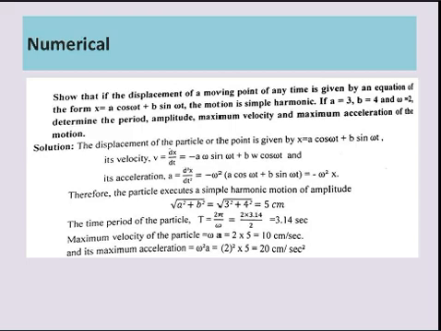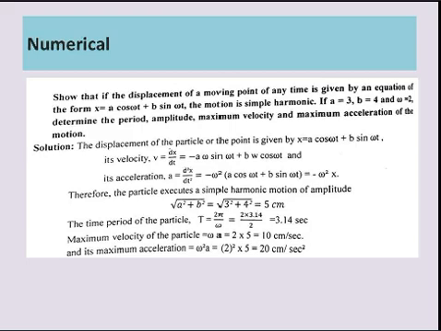Now the particle executes a simple harmonic motion. Now we are interested in finding the amplitude. So amplitude is nothing but under root a square plus b square. First they gave a is equal to 3, and for the second one they gave you b is equal to 4. So when you substitute, we will get under root 3 square plus 4 square, which is nothing but under root of 25, that is equal to 5 centimeter.